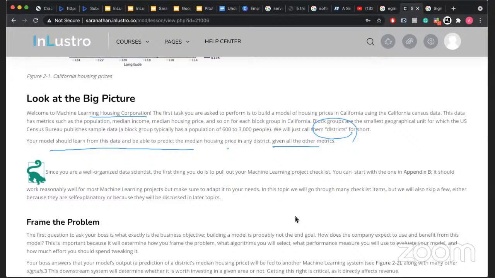Since a well-organized data scientist approaches a machine learning problem sequentially by having a checklist, you can start with the one given later. It's important that you understand that this checklist gives you an ordered way of approaching machine learning problems.